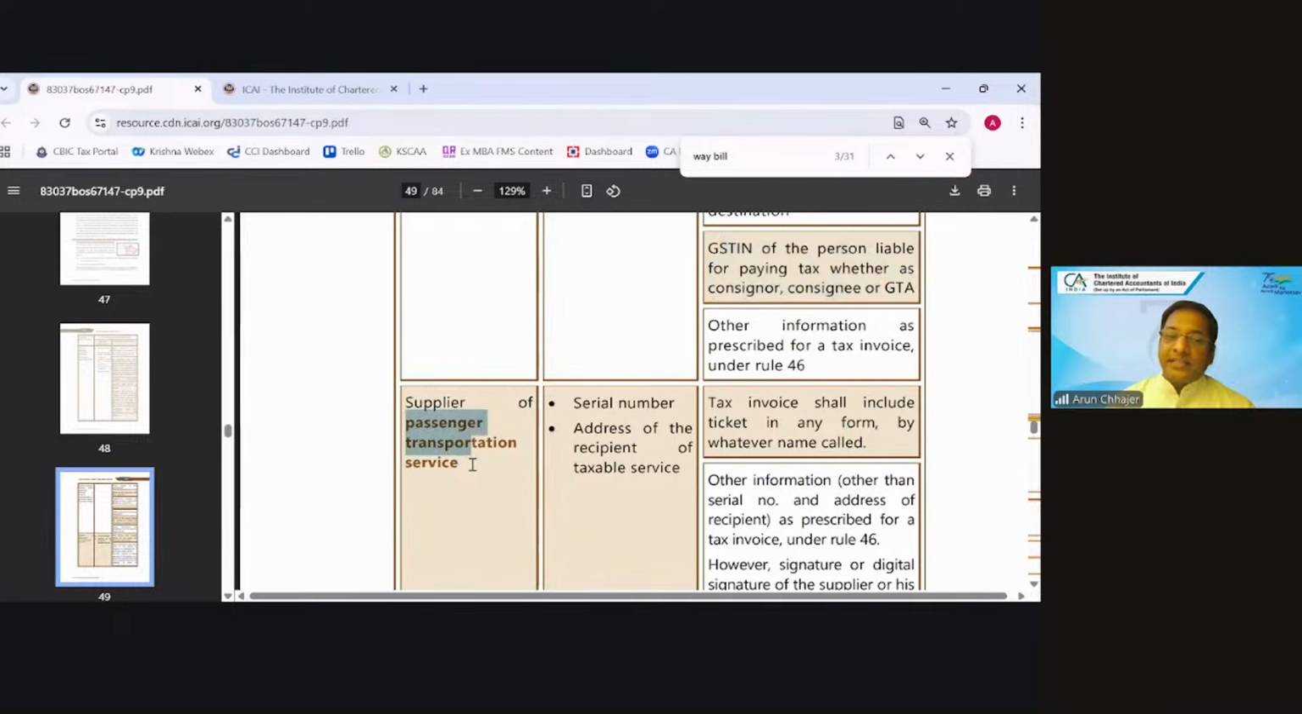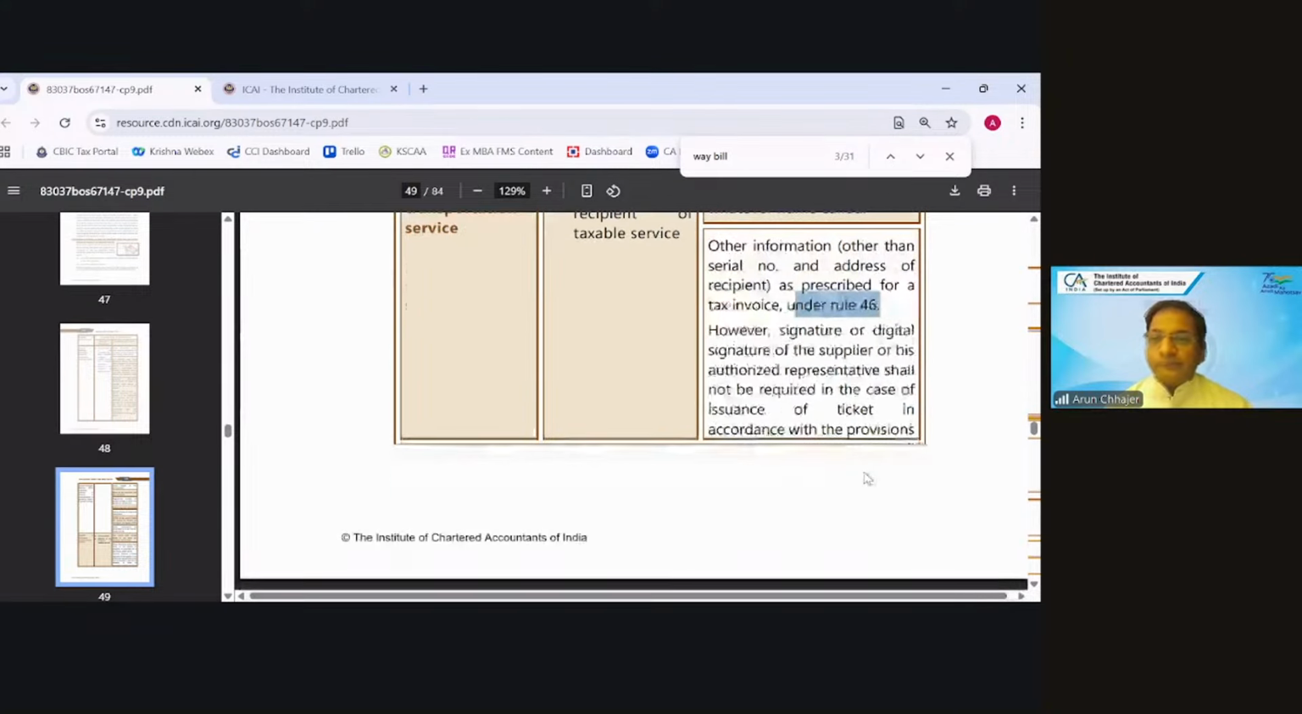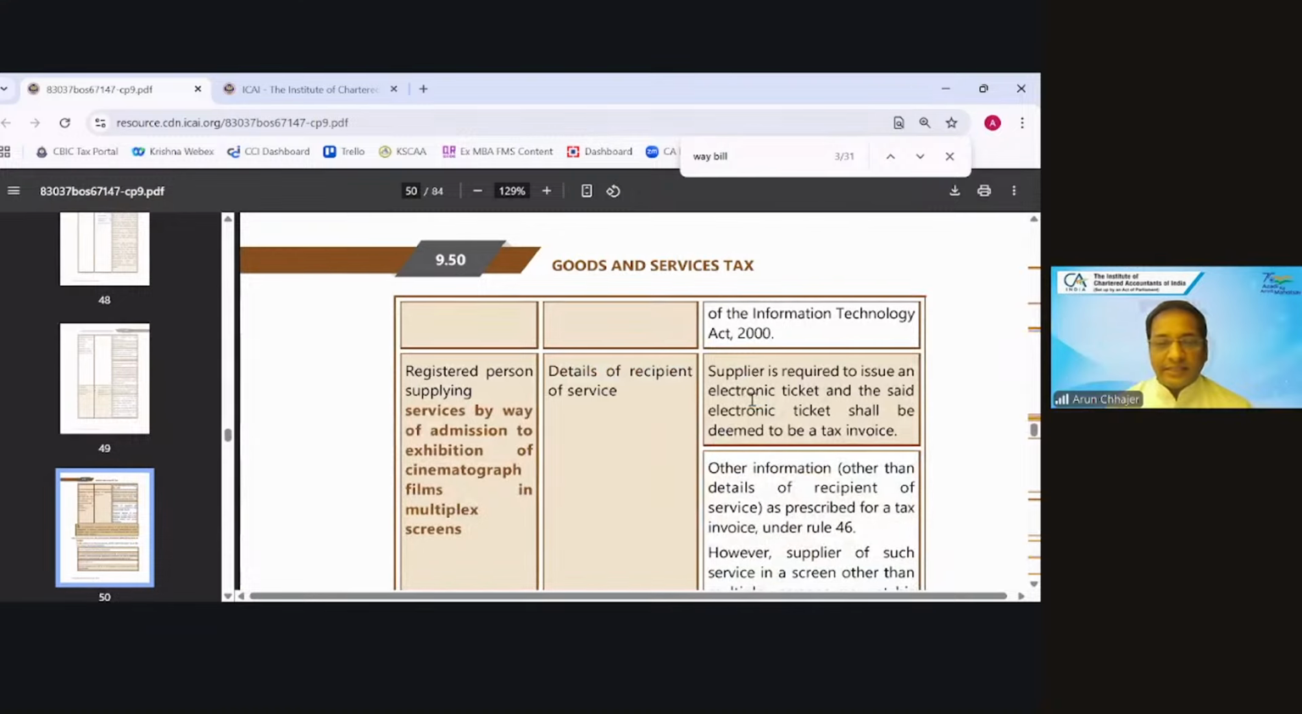If the supplier provides passenger transportation service, in that case serial number is optional and address is optional. The tax invoice shall include a ticket in any form, by whatever name called. Other information as prescribed under Rule 46, other than the serial number and address, is mandatory. So serial number and address are optional, but other information required under Rule 46 is mandatory. However, a signature or digital signature shall not be required in case of issuance of a ticket in accordance with the provisions of the IT Act.